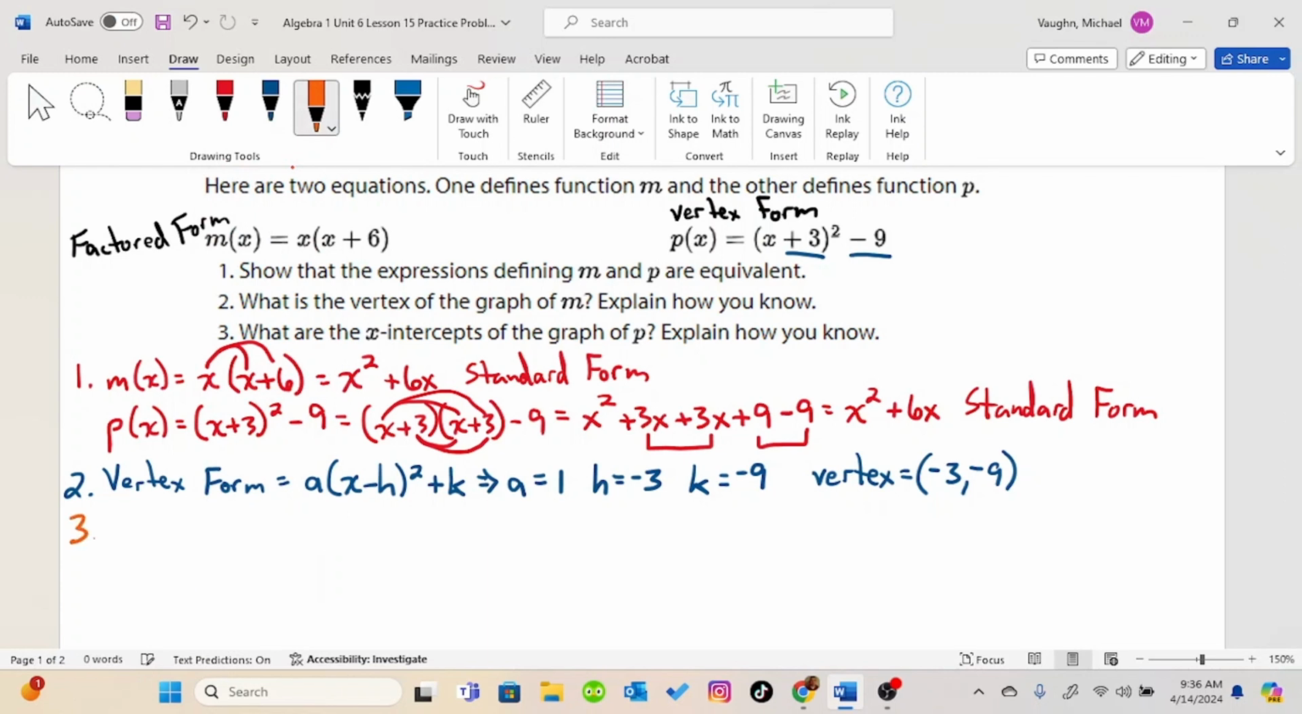And number 3, what are the x-intercepts of the graph of p? Explain how you know. Well, since p of x and m of x are equivalent, then I'm just going to use the factored form, which is x times x plus 6.